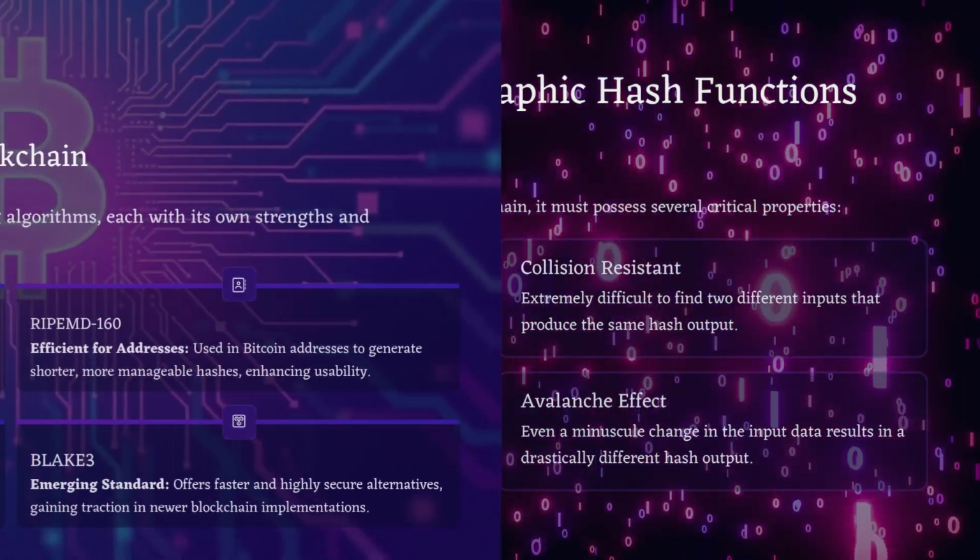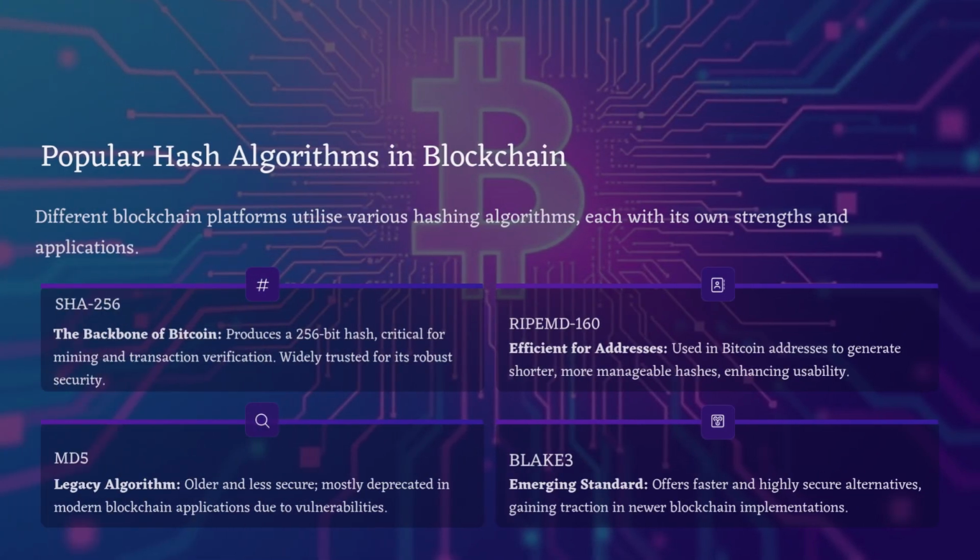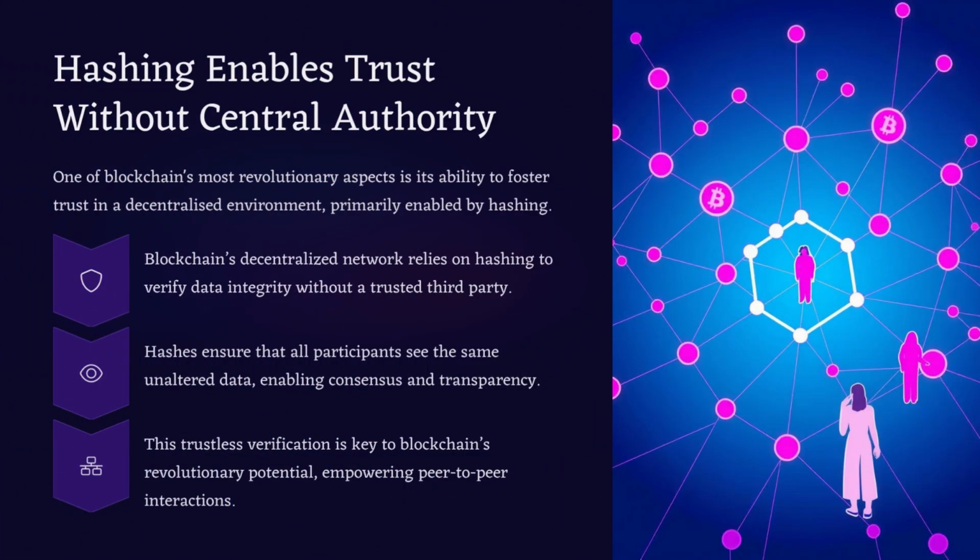Different blockchains use different algorithms. Bitcoin uses SHA-256, Ethereum uses Keccak, and new systems are adopting BLAKE3 for speed and quantum resistance. In short, hashing is the mathematical magic that makes trust possible.